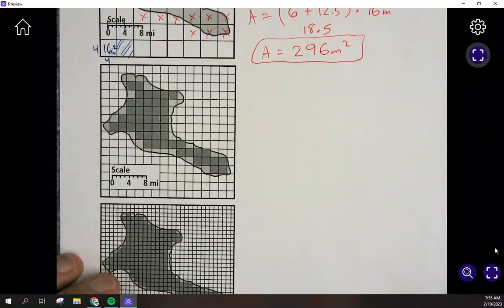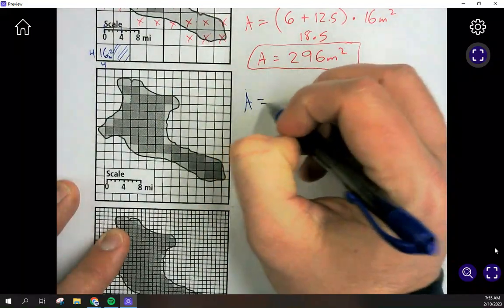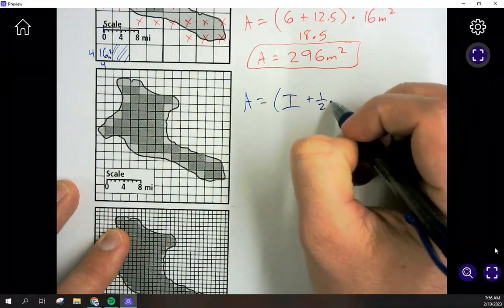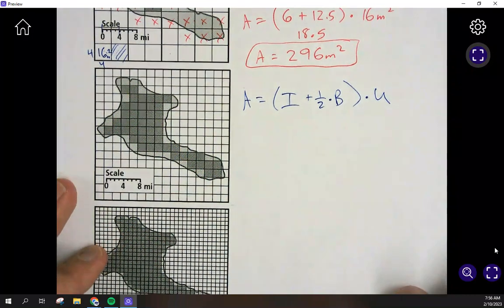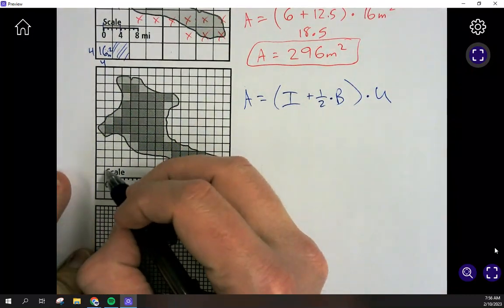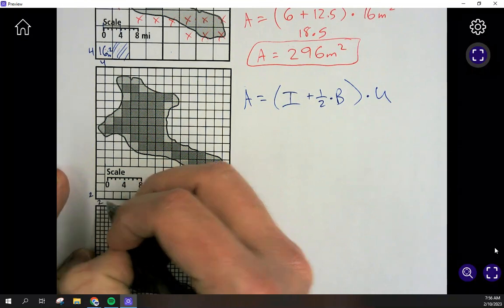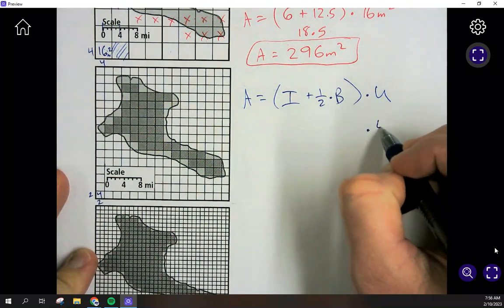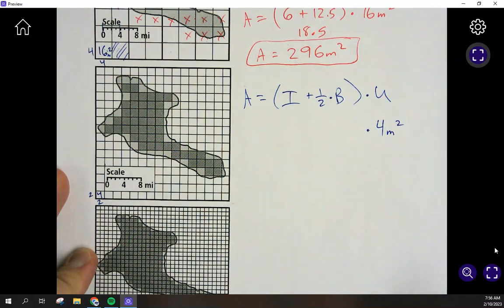All right, so let's take a look at the next one. Again, the area of these is going to equal our boxes on the inside plus half of our boundaries times u. Now when we look at these squares, it looks like it's about 2 on each side. So these are 2 by 2, which means the area of each individual box now is just 4 square miles. Okay.